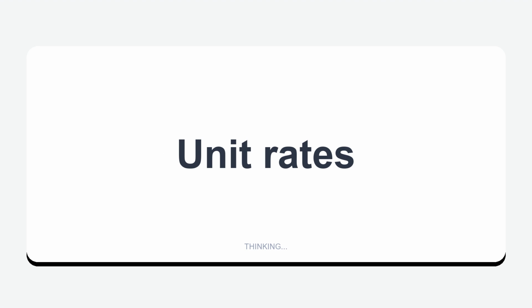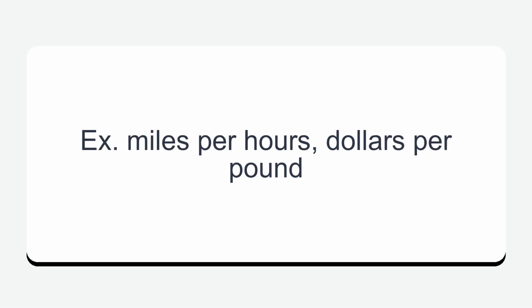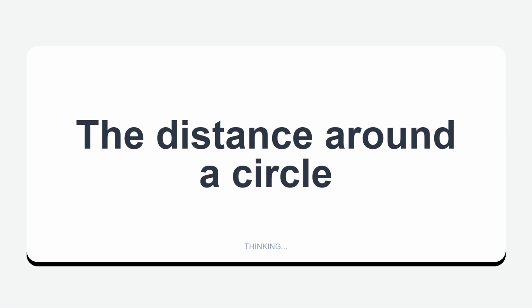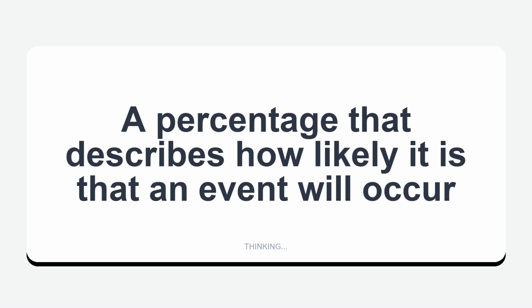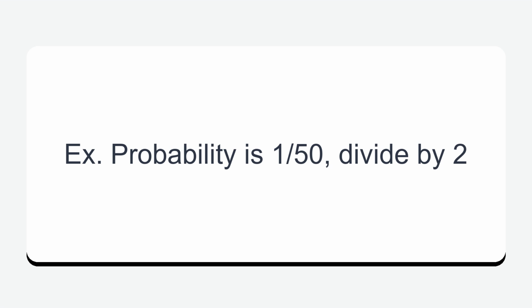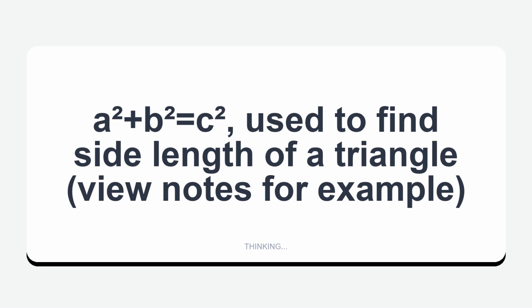Unit rates: miles per hour, dollars per pound. The distance around a circle. Diameter. Probability: a percentage that describes how likely it is that an event will occur. Example: probability is 1/50th, divide by 2. a^2 + b^2 = c^2 is used to find the side length of a triangle; view notes for example.